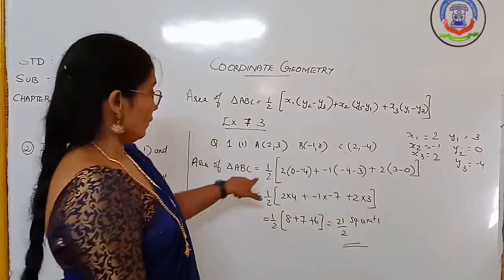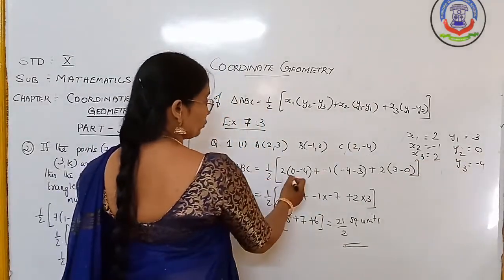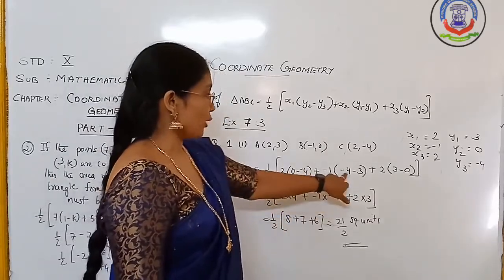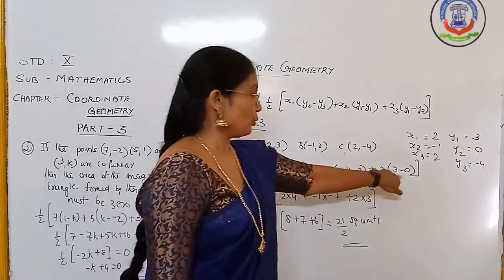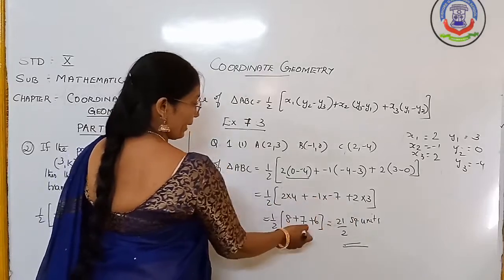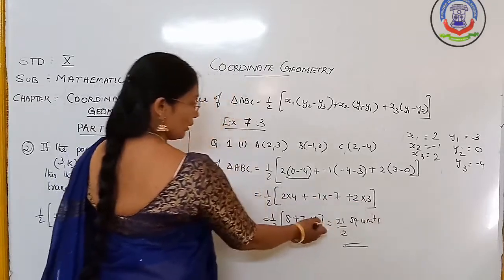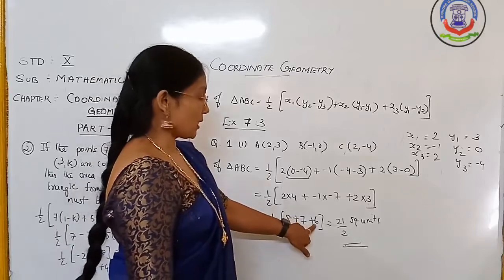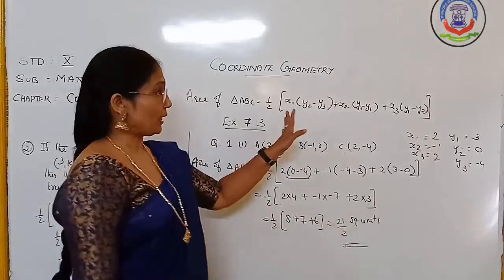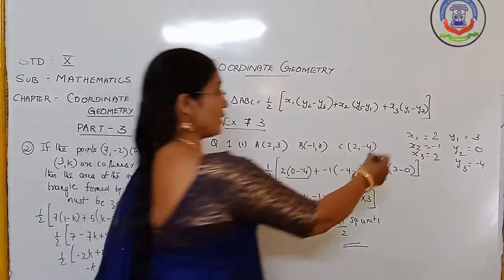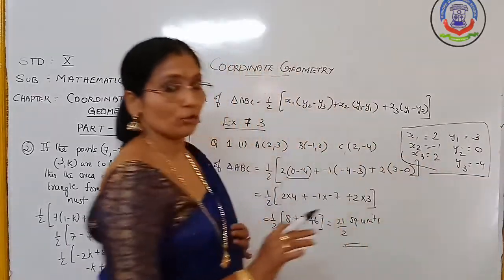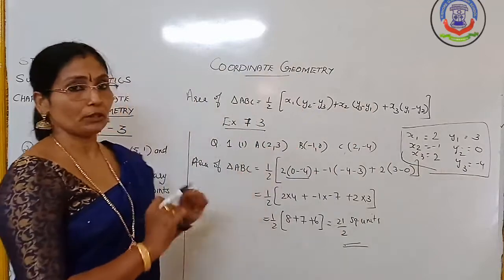Now after doing the calculation, half into 2 into 0 plus 4, that will be 4, plus minus 1 into minus 7, plus 2 into 3 minus 0, which is 3. Now multiply: 2 fours are 8, minus 1 into minus 7 is plus 7, 2 into 3 is 6. Inside the bracket 8 plus 7 plus 6 is 21, so 21 upon 2 square units is the answer for this question. So you can apply the formula directly like this, otherwise you can separately figure out the points and then apply the formula. Both ways work, whichever method is convenient for you.